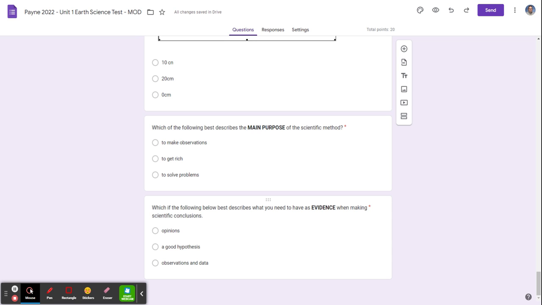Last question. Which of the following below best describes what you need to have as evidence when making scientific conclusions? Opinions, a good hypothesis, or observations and data?